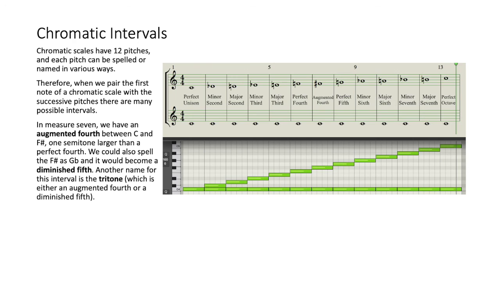Chromatic intervals. Chromatic scales have 12 pitches, and each pitch can be spelled or named in various ways. Therefore, when we pair the first note of a chromatic scale with the successive pitches, there are many possible intervals. In measure 7, we have an augmented fourth between C and F sharp, one semitone larger than a perfect fourth. We could also spell the F sharp as G flat, and it would become a diminished fifth. Another name for this interval is the tritone, which is either an augmented fourth or a diminished fifth.